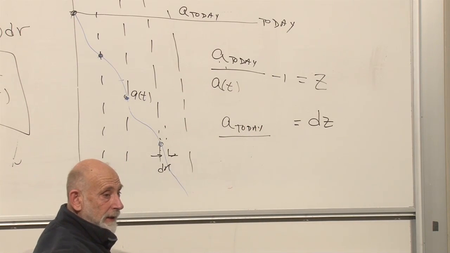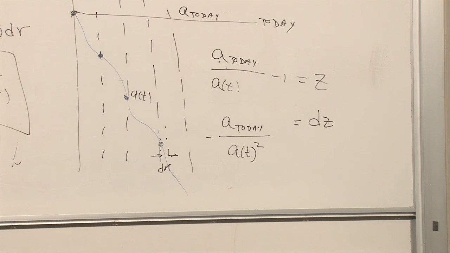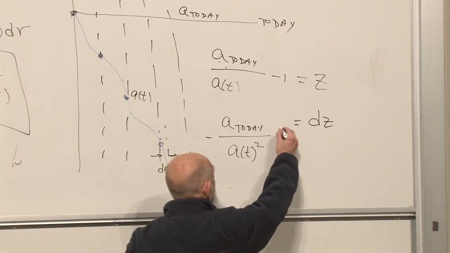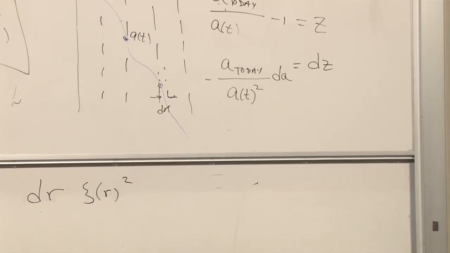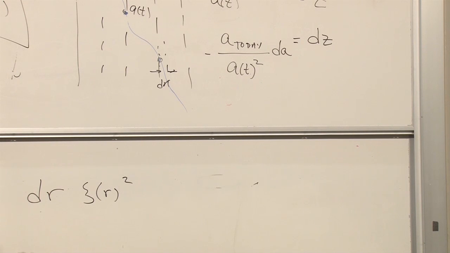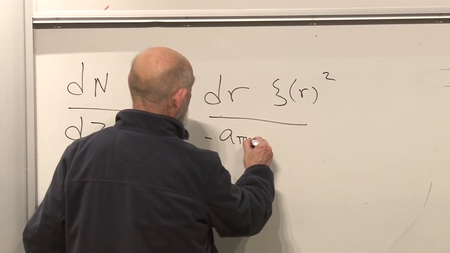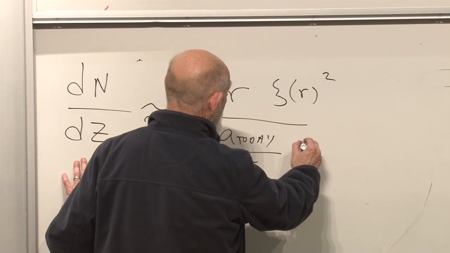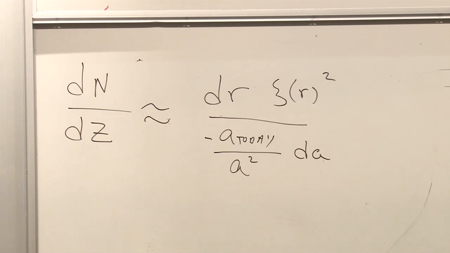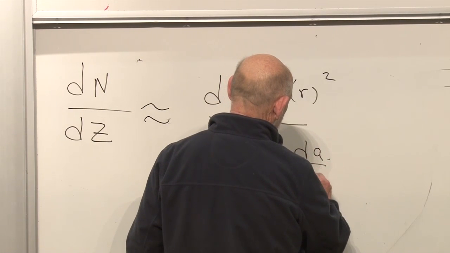And I want to differentiate 1 over A, so that's minus A of t squared. Derivative of 1 over A is minus 1 over A of t squared times dA, right? dA of t. Everybody recognize that equation? So we have to divide by dz. That's minus A today over A squared dA. What is dA? dA is dA by dt times dt.